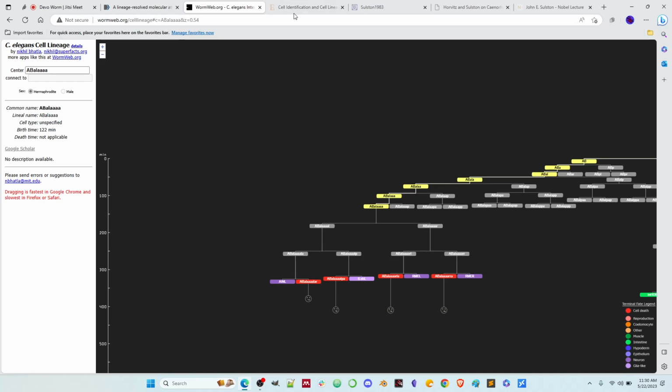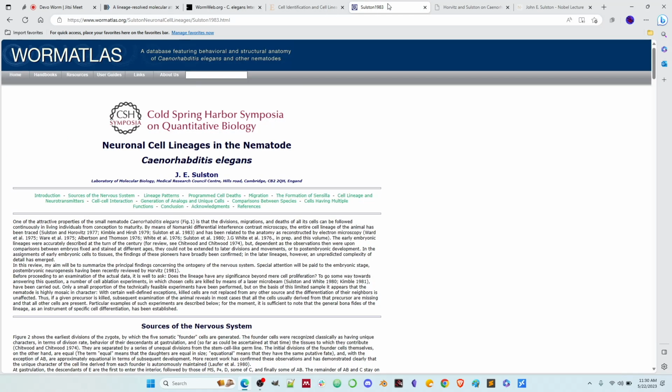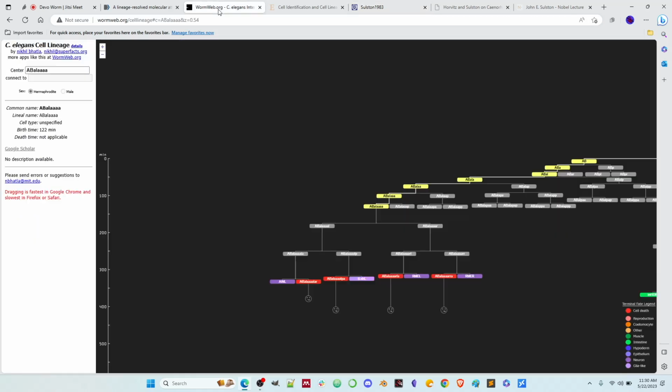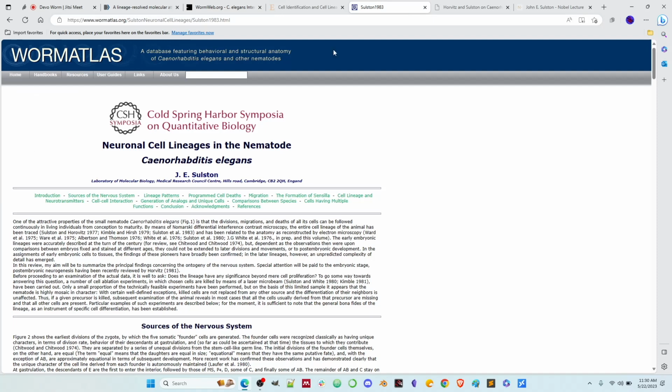So there are a couple other resources I wanted to go over. The great thing about the C. elegans community is that it has a lot of common community resources. The first one was this one here, wormweb.org. But the second is Worm Atlas. And this is a database that gives us information about the anatomy of C. elegans, but also other nematodes.